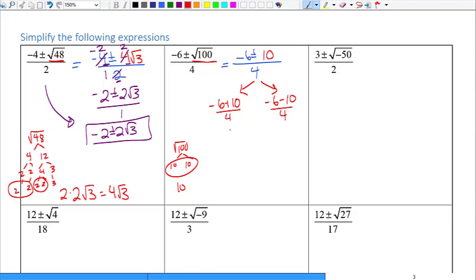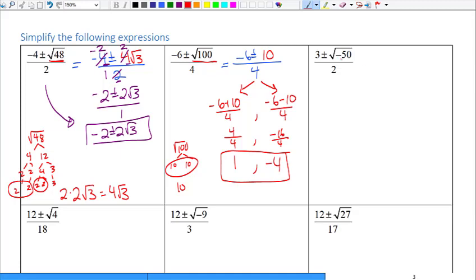Negative 6 plus 10 is 4, and 4 over 4 is 1. Negative 6 minus 10 is negative 16. Negative 16 over 4 is negative 4. So the solution reduces to 1 or negative 4. So we just put a comma between them so you have the two answers.